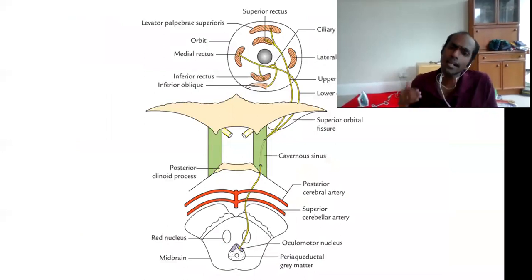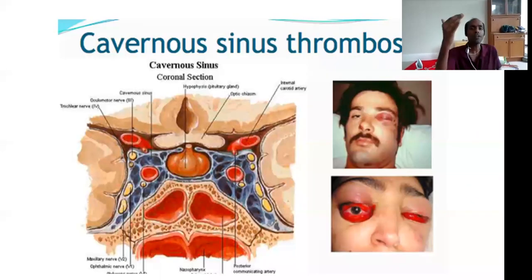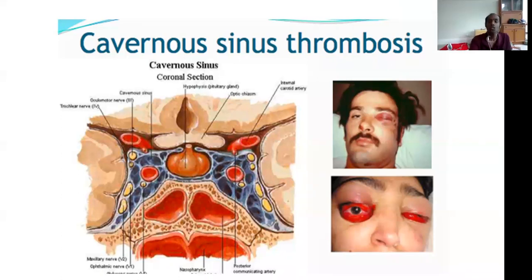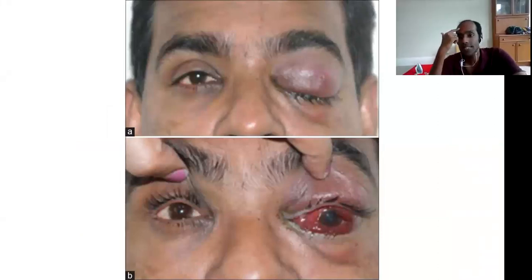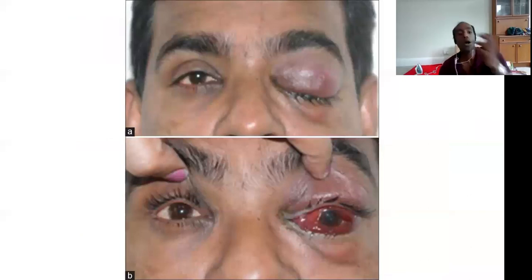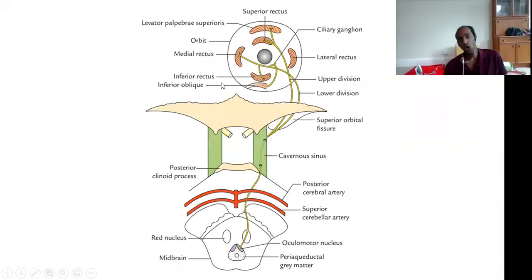The third cranial nerve next travels through the cavernous sinus. There you have 3, 4, and 6 together, and the first and second divisions of the trigeminal nerve. So a lesion there would cause complete ophthalmoplegia with sensory loss in the ophthalmic and maxillary divisions. If it's a thrombosis of the cavernous sinus, the eyeball will be proptosed, very painful and red. Right, good. Moving on.